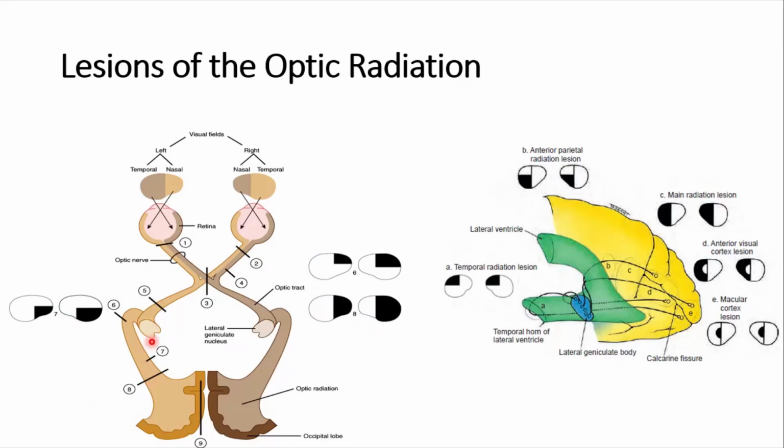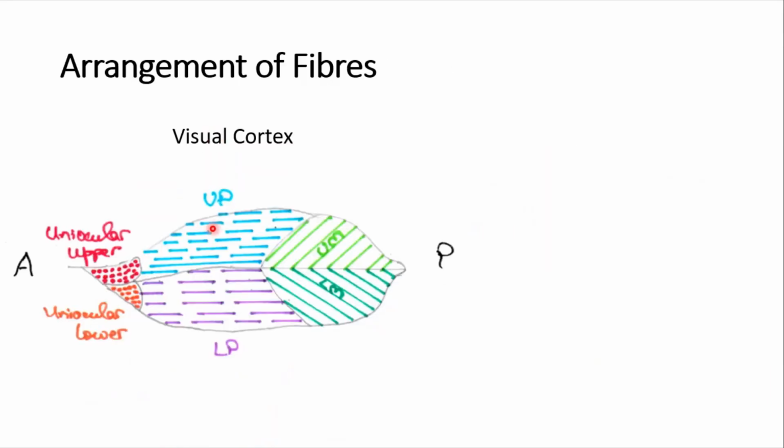So this is with regards to optic radiation. Next, we'll move on to the visual cortex. Now, what is the arrangement of fibers in the visual cortex?